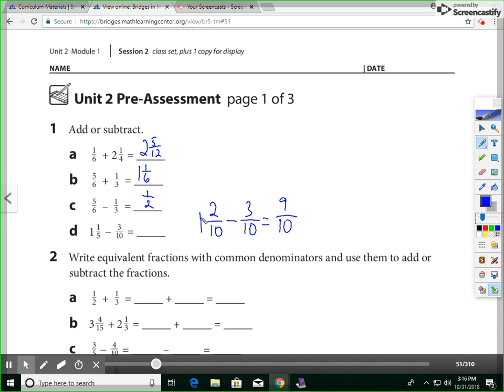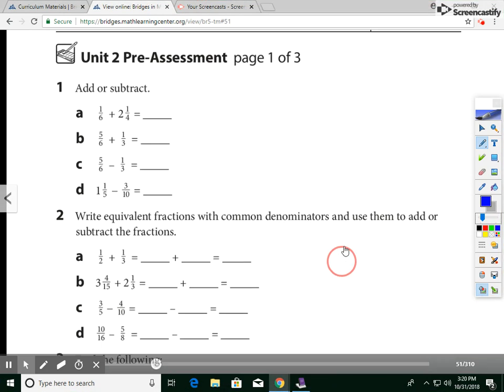Students possibly could change this 1 whole to 10/10. Scribble that out. And then you'd have 10/10 plus 2/10. You're really subtracting now 12/10 minus 3/10, and that's where we get that same answer. So a couple different ways to think of that one. So 9/10 is our final answer for that one. Scooch down a little bit.